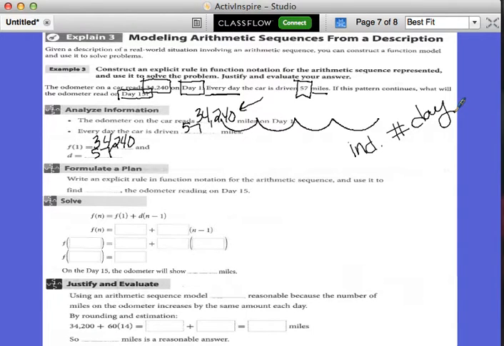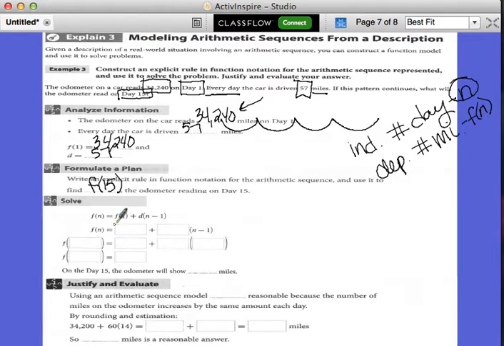Or actually, in terms of this, days don't depend on anything because days are just what we're working with. If we were talking about the number of days in a month, then we're talking a different independent and dependent. Here, the dependent variable, so the number of miles, is going to depend on how many days the car was driven. So I know that my n is going to be my number of days, and then my number of miles will be what I get when I do f of n. So I want to find f of 15 because I want to know how many miles I will have driven in 15 days. So I replace that n with 15.